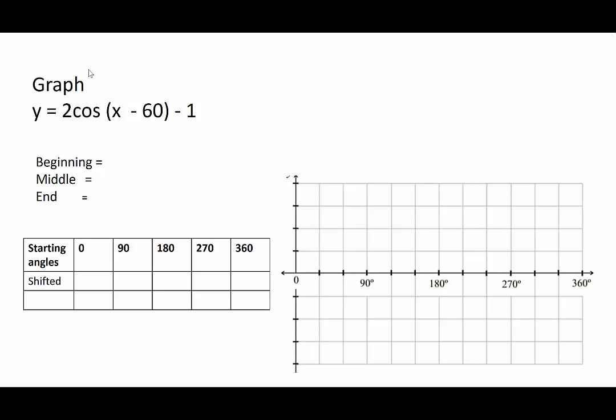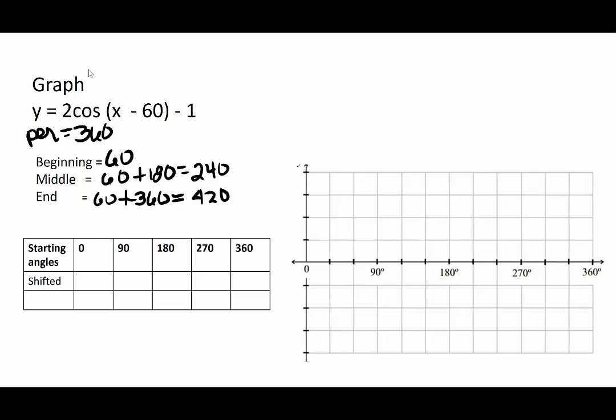Okay, let's look at a cosine curve. This one also has a period of 360. I haven't changed that. And the beginning is a positive 60 degrees. So this one is going to have a phase shift of 60. Since it has a beginning of 60, to get the middle of the graph, we're going to add 180, and to get the end of the graph, we're going to add 420.